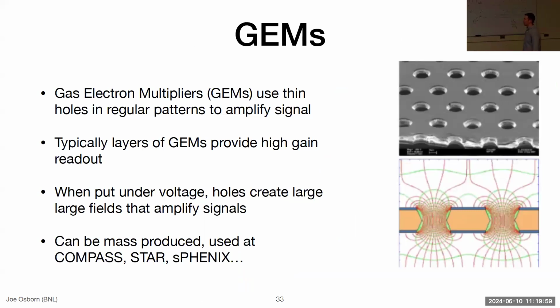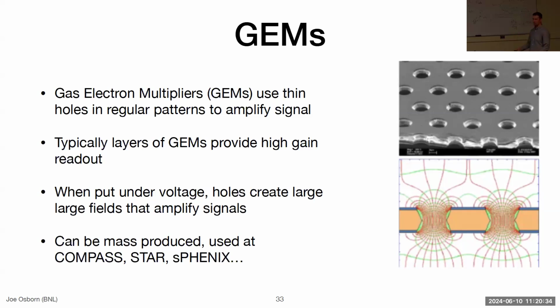Okay, another thing that you'll commonly hear about or read about is GEMs. Gas electron multipliers are a type of avalanche technology that helps to amplify the signals. GEMs use thin holes that are created in regular patterns to amplify signals, and then some electric field is put across these so that the field is extremely strong in the hole, and the electrons create these avalanches in much stronger amplifications. So typically layers of GEMs provide high gain readout.